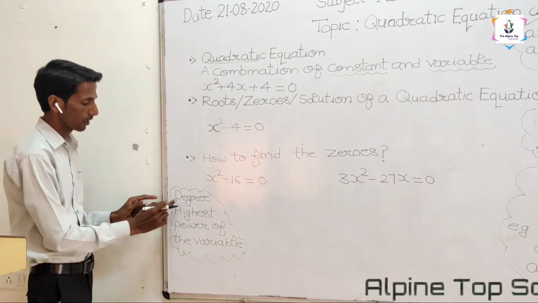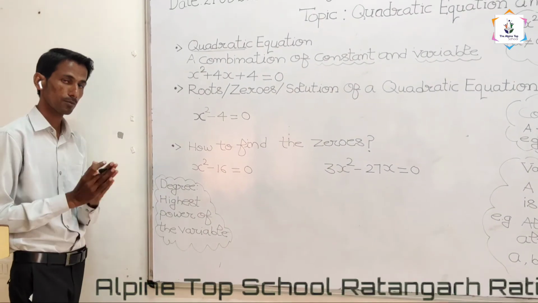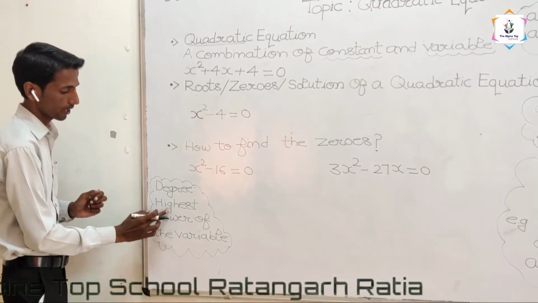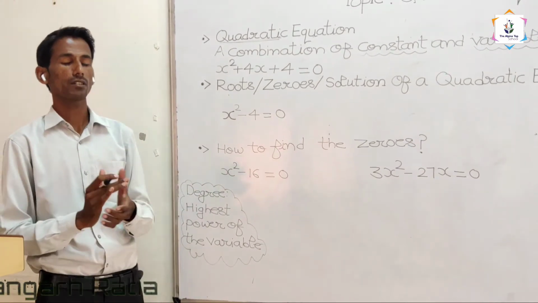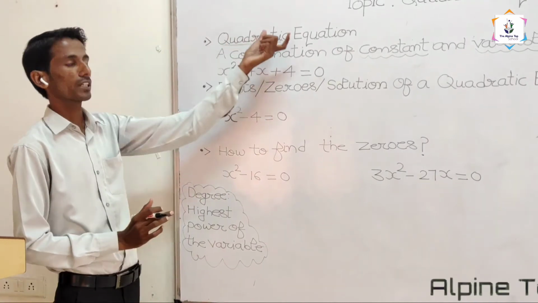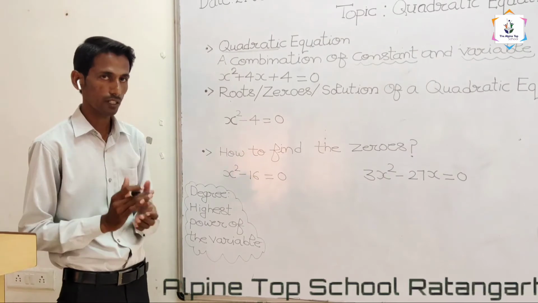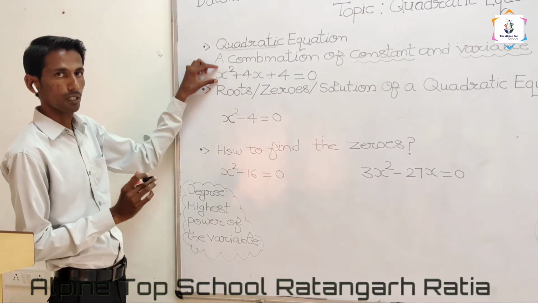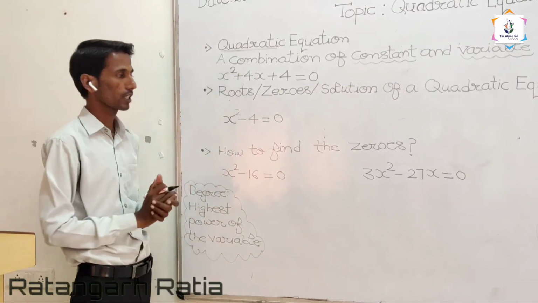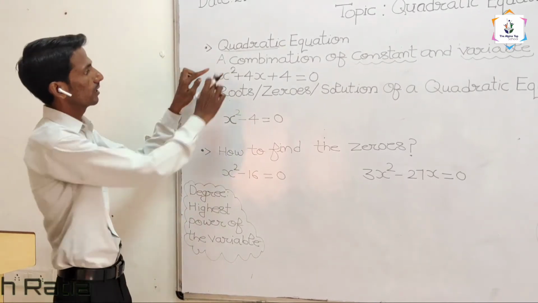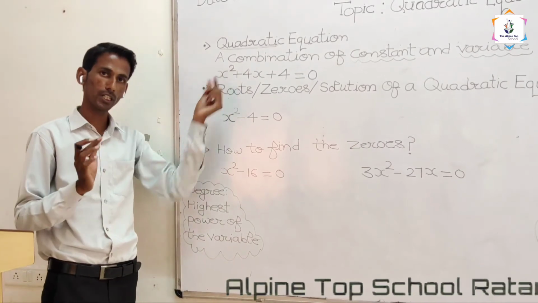Here I have noted what is the meaning of degree. Students, highest means सबसे बड़ी जो पावर होगी, highest power of the variable is known as degree. It means we can say that in a quadratic equation we must have the highest power, means सबसे बड़ी जो पावर है जिसको हम डिग्री कहें, वो 2 होना चाहिए. Only in that case the given algebraic expression becomes a quadratic equation.